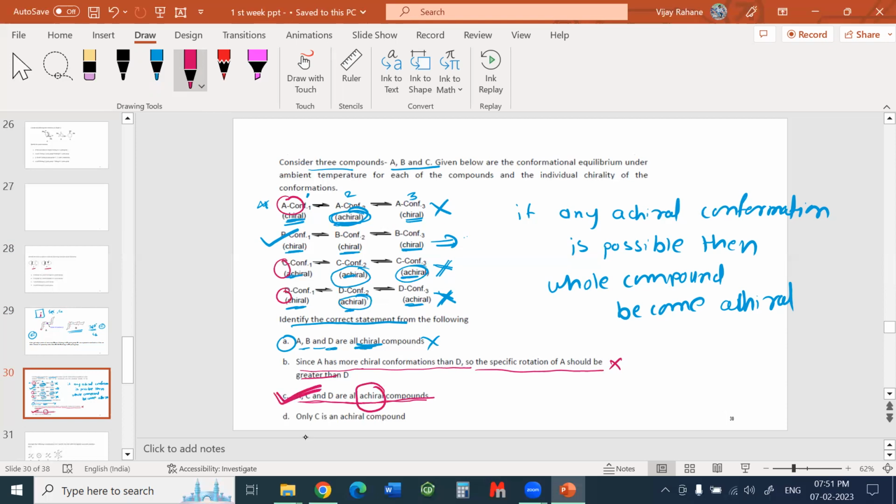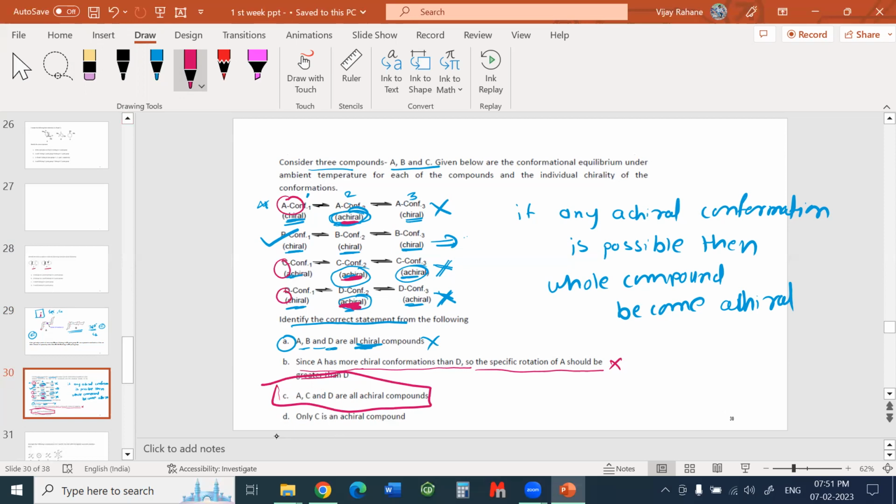And what last statement have they given? Only C is a chiral compound. In C, achiral, C is achiral. But you can see here achiral, here also achiral. This is a wrong statement. Only C is achiral compound, no, it's a wrong statement. So the correct answer is C. This one is the correct answer: A, C, D are all achiral compounds.